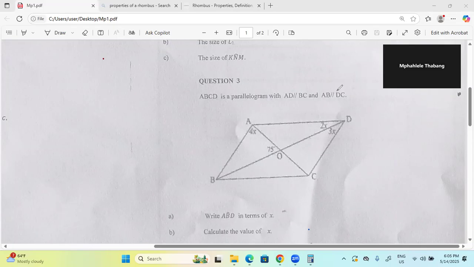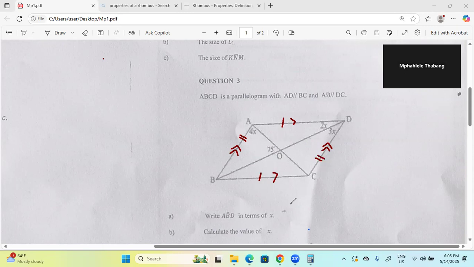ABCD is a parallelogram with AD being parallel to BC. So AD is parallel to BC and AB is parallel to DC. If it is a parallelogram, the opposite sides are equal. It means AD is equal to BC. That's what we know about a parallelogram. Opposite sides of a parallelogram are equal, and also AB is equal to CD.